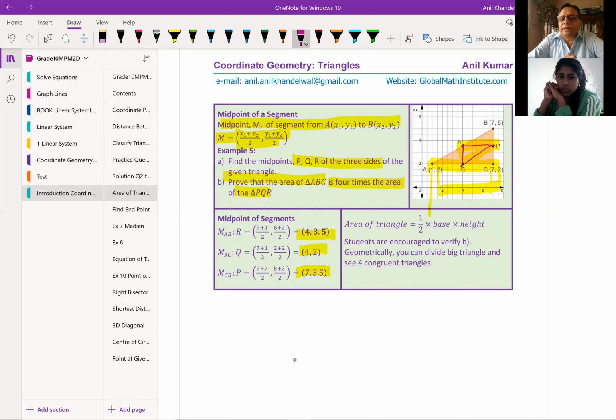So would you just find the area of the whole thing and then find the area of the small one, and it would just be multiplied by 4? Correct, multiply by 4.